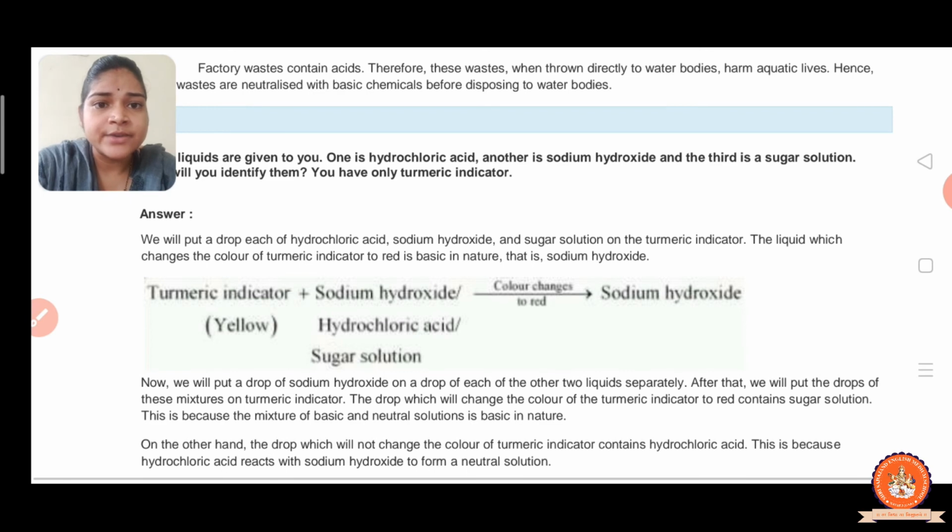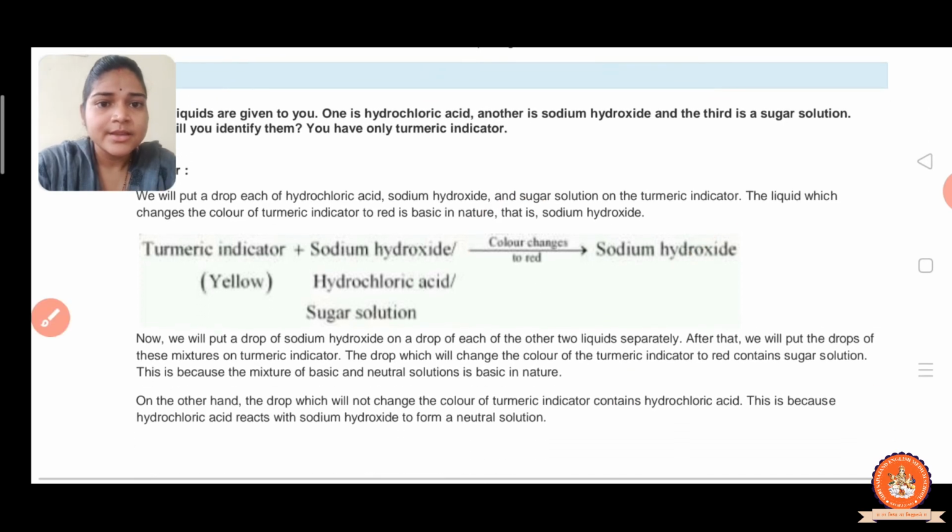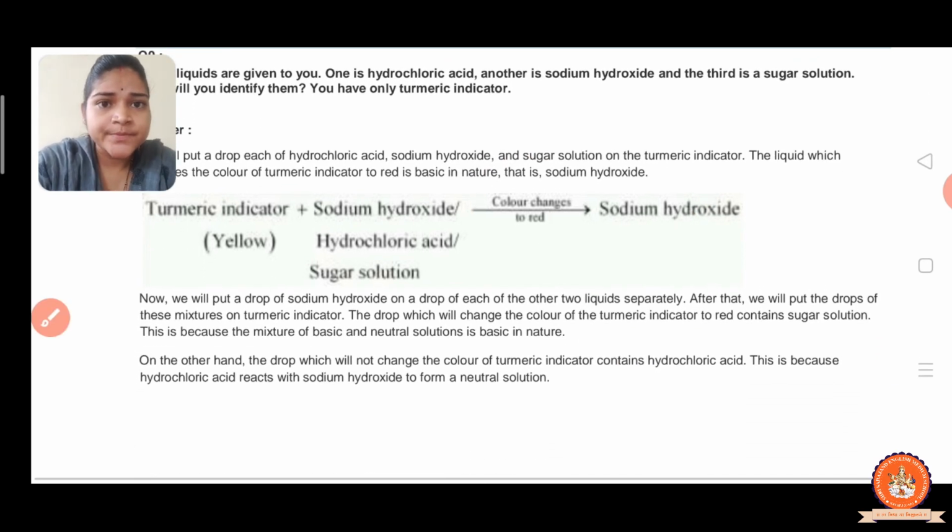So here the data is given: the turmeric indicator and sodium hydroxide, hydrochloric acid and the sugar solution. If the color changes to red, it means it is the sodium hydroxide. Only the sodium hydroxide changes color. Now for the remaining two solutions, we will put a drop of sodium hydroxide on a drop of each of the two liquids separately. The remaining two liquids are hydrochloric acid and the sugar solution.